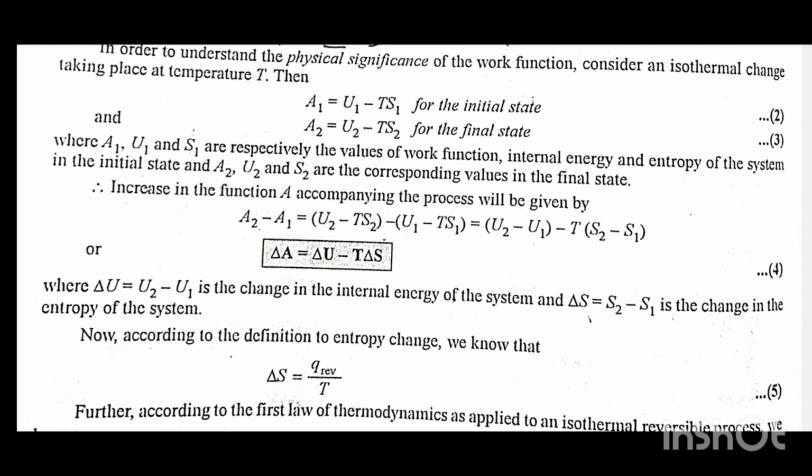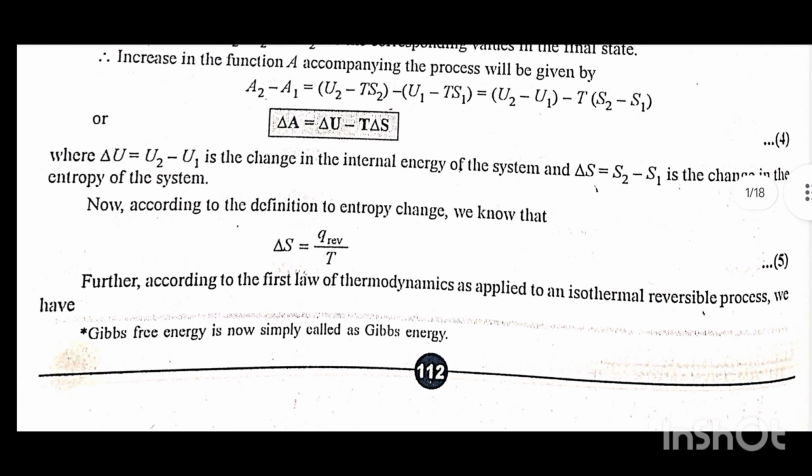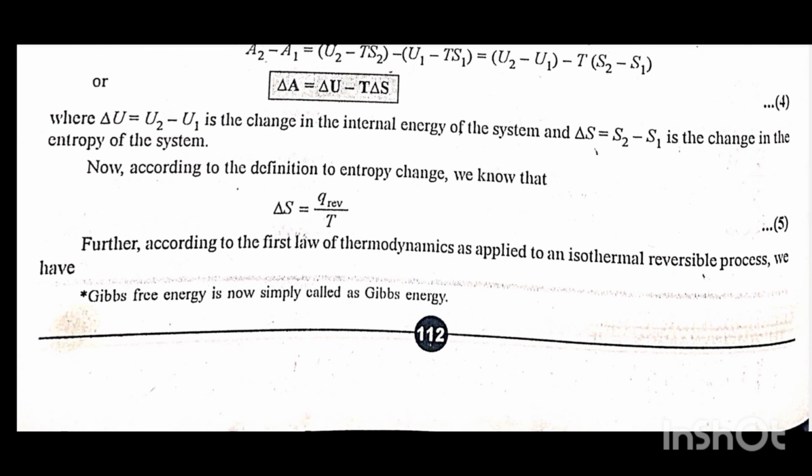Therefore, the increase in the function A accompanying the process will be given by A2 - A1 = (U2 - TS2) - (U1 - TS1) = U2 - U1 - T(S2 - S1). ΔA = ΔU - TΔS, fourth equation, where ΔU = U2 - U1 is the change in the internal energy of the system, and ΔS = S2 - S1 is the change in the entropy of the system.